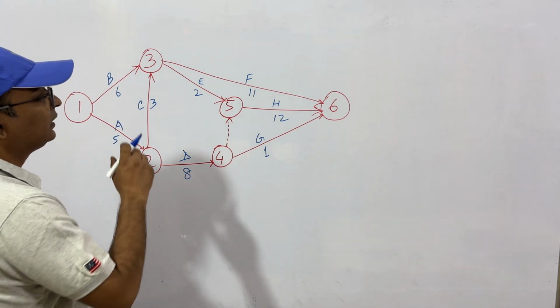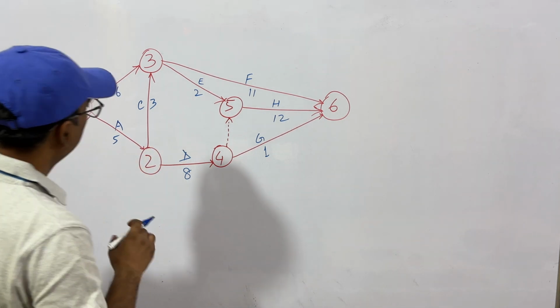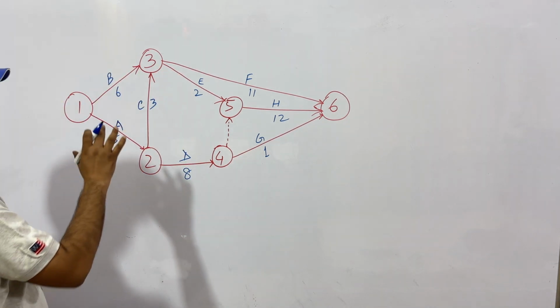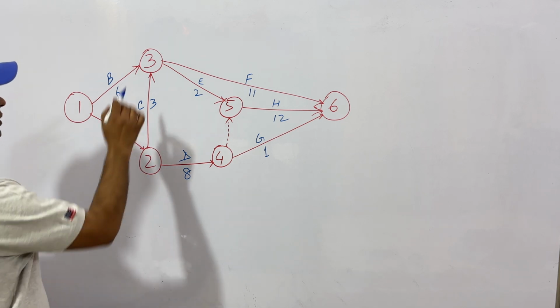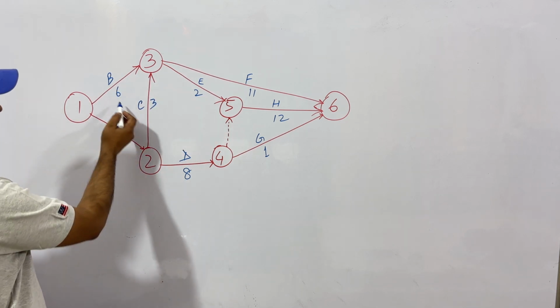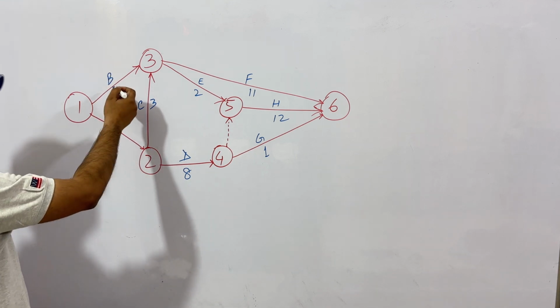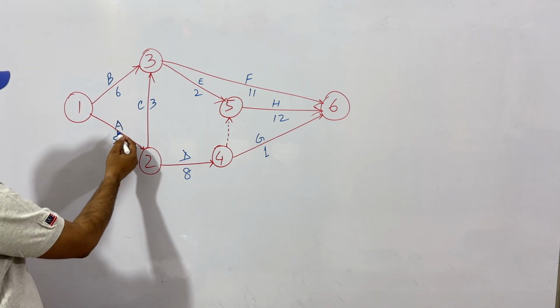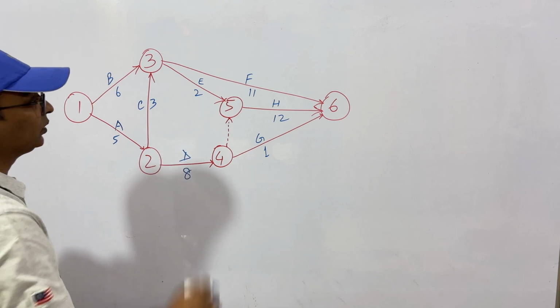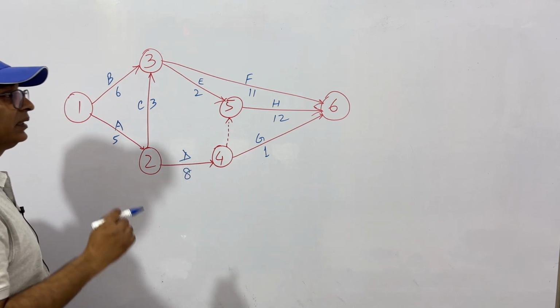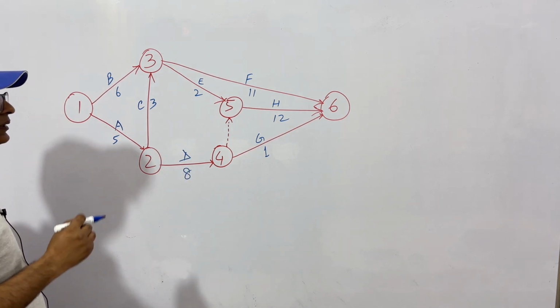Now our next step is network computations. Let's understand by this network model. These are nodes, these are activities, and these are the times taken by each activity. For example, B takes, let's say, 6 days, C takes 3 days, A takes 5 days, D takes 8 days, and so on. So how do we do critical path method computations, or network computations?